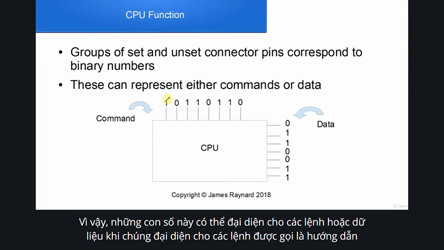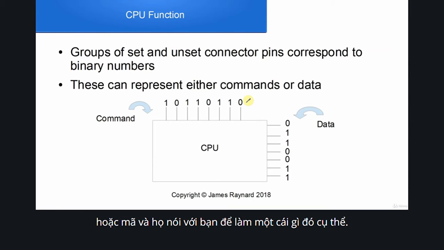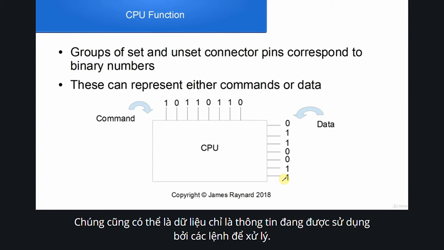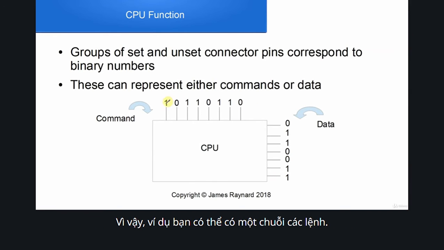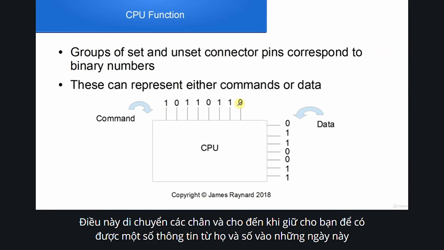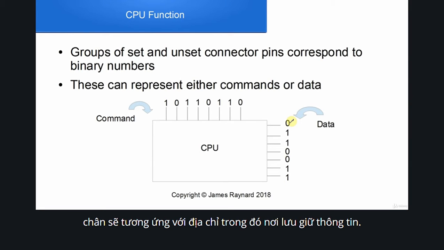These numbers can represent either commands or data. When they represent commands, they're called instructions or codes, and they tell the CPU to do something specific. They can also be data, which is just information that's being used by commands for processing. So for example, we could have a sequence of commands that arrive on the pins and tell the CPU to get some information from RAM, and the number on the data pins would correspond to the address in RAM where the information is kept.